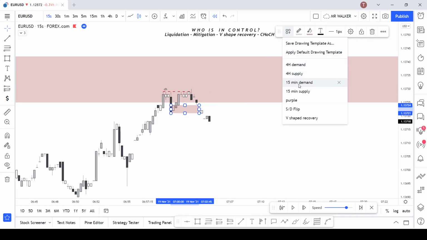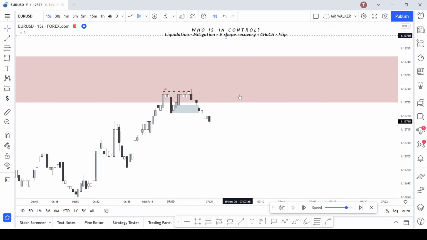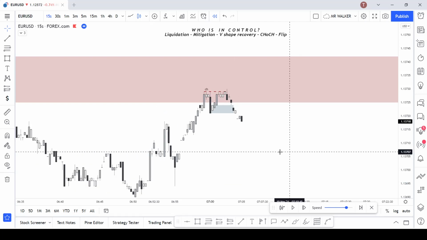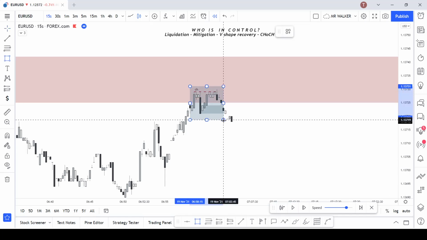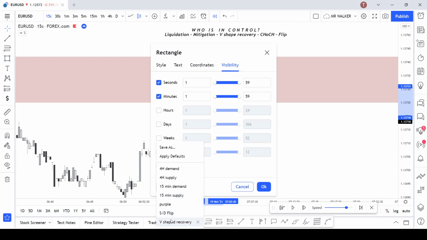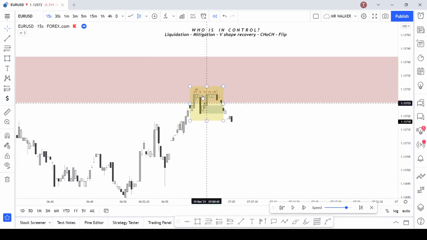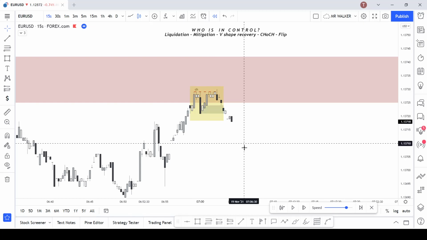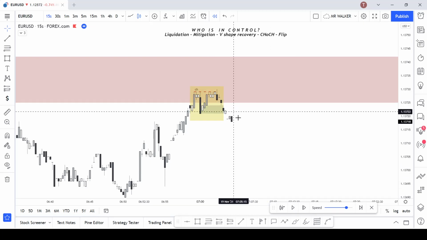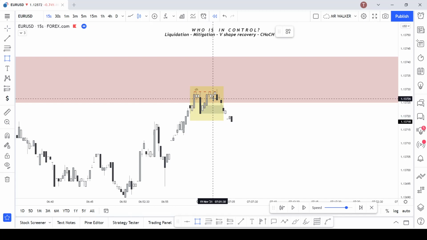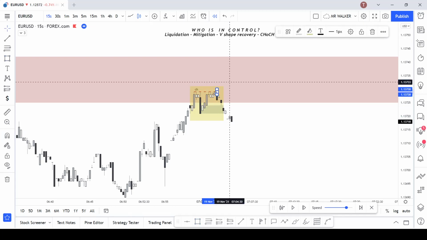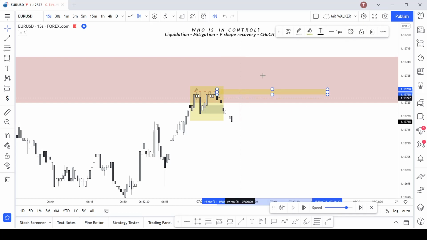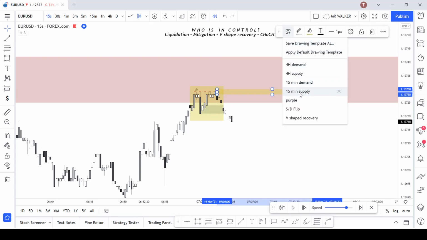Wait, I need to make a demand actually. Yep. And then we want to see V-shape recovery, choch and flip, right? So we have pretty much these as aggressive rejection. We then have our supply to demand flip in this wick. Supply.